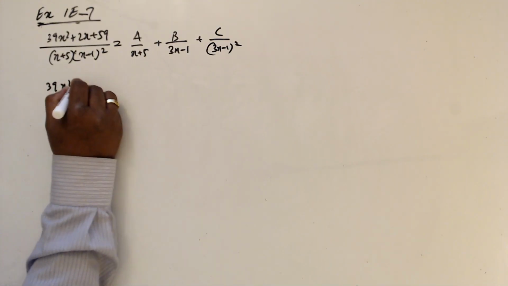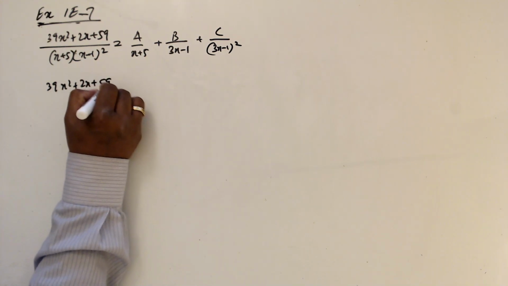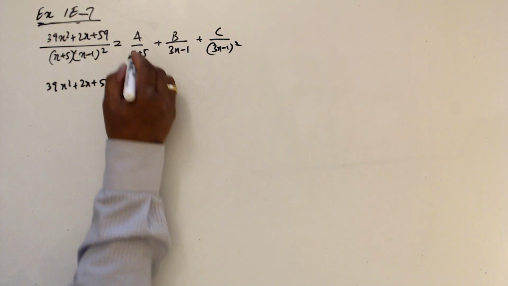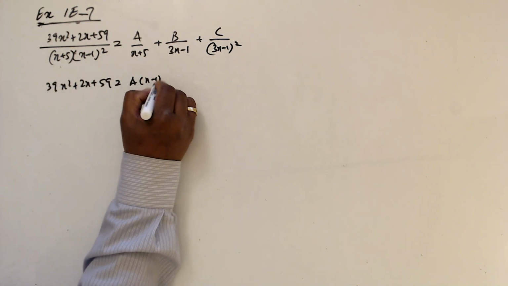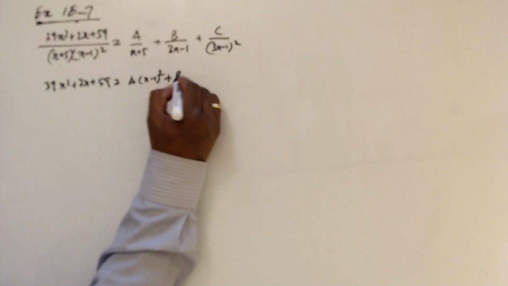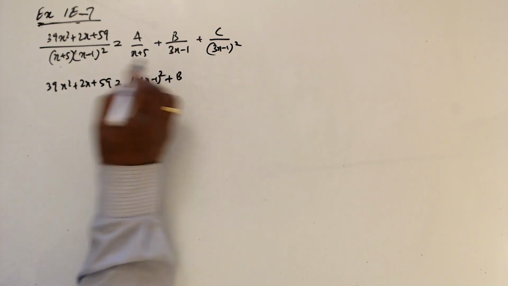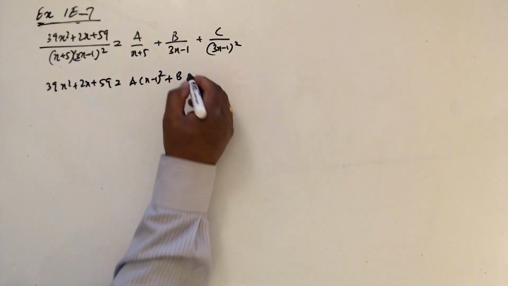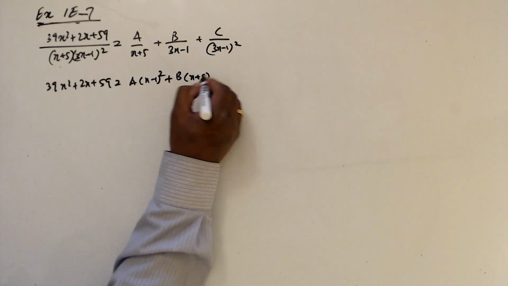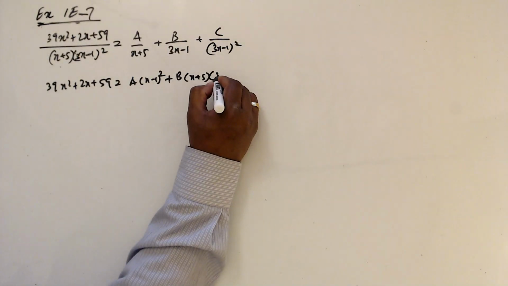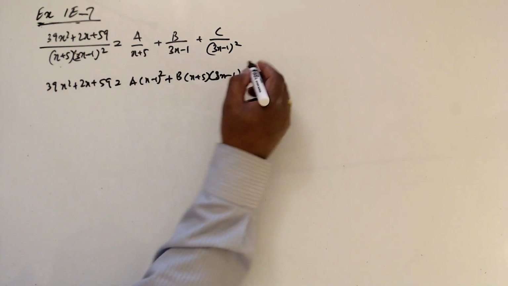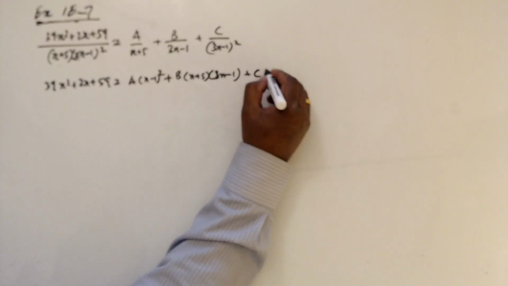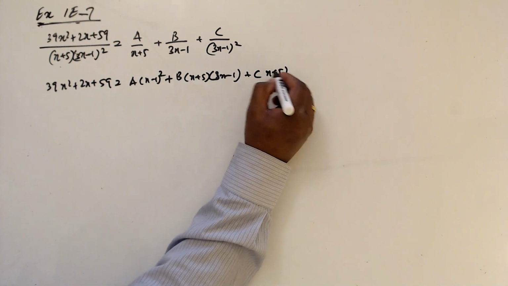3x squared plus 2x plus 59. This is question 7. So A times x plus 1 times x minus 1 squared, B times x plus 5 times 3x minus 1, and C times x plus 5.